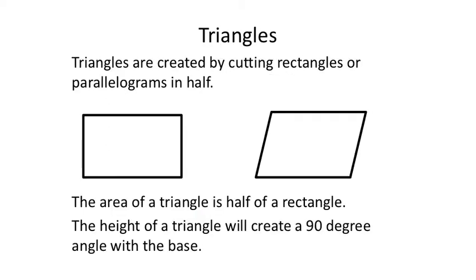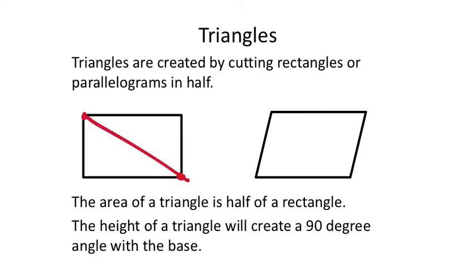Triangles are created by either cutting a rectangle or a parallelogram in half. Now, we're not talking about cutting it in half either vertically like this or horizontally this way, because if you did that, then you end up with just another rectangle. When I say I'm going to cut this in half, what I'm going to do is go from corner to corner. So I'm going to choose these corners and cut this in half.